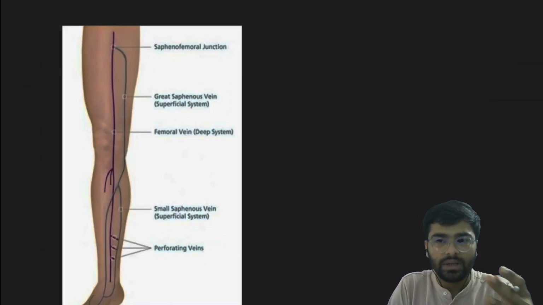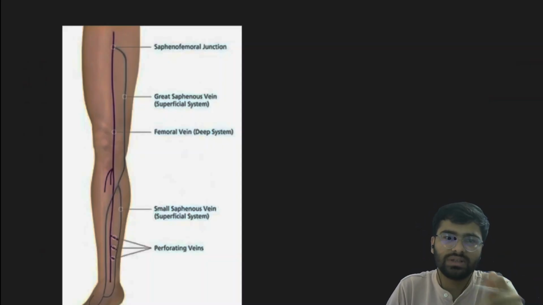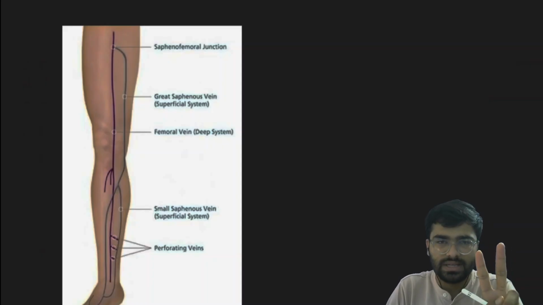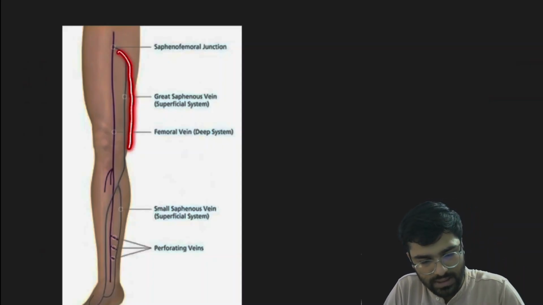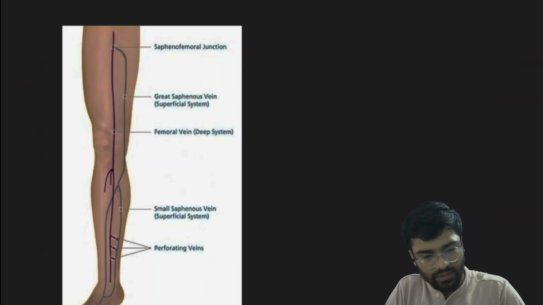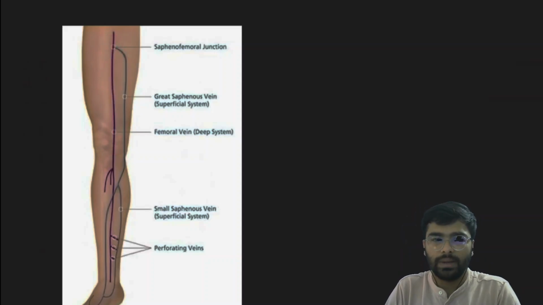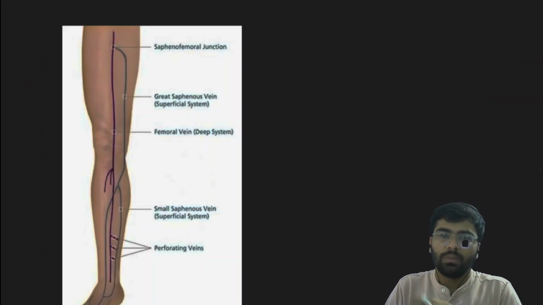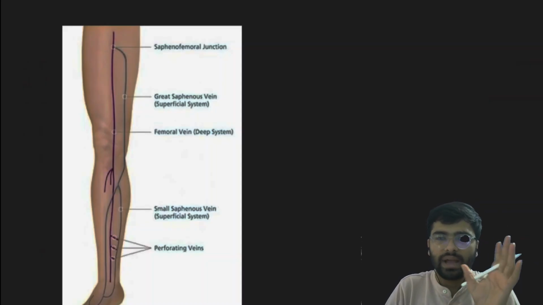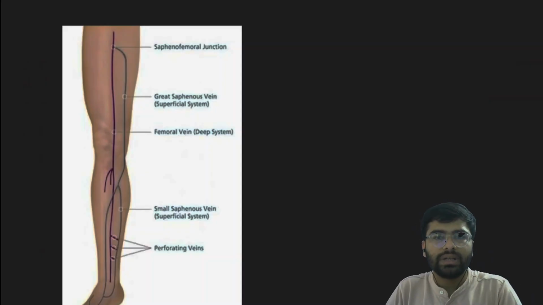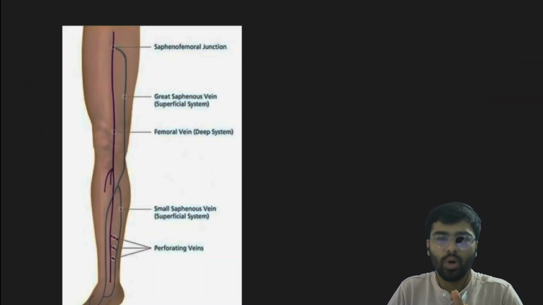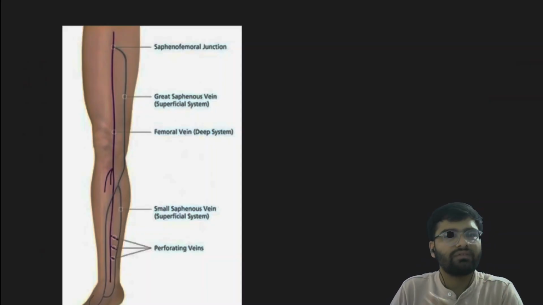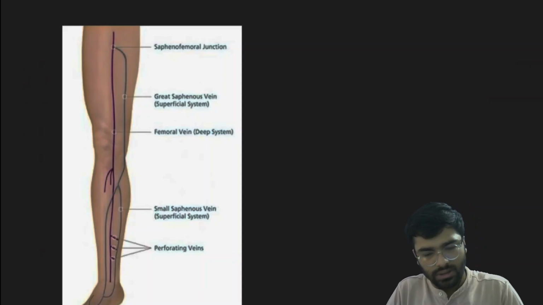The veins we are concerned with are the great saphenous vein and small saphenous vein. These are the two main superficial veins. This blue one is a superficial vein, and this purple one is a deep vein. The deep vein is situated deep inside the body, between the muscles, between the deep fascia. Before getting into the cause of varicose vein, let me tell you that these superficial veins are not that important to the body. If you remove these superficial veins, the body can function very well.